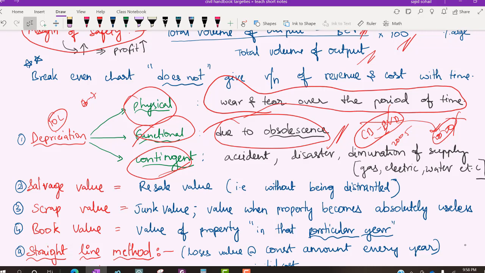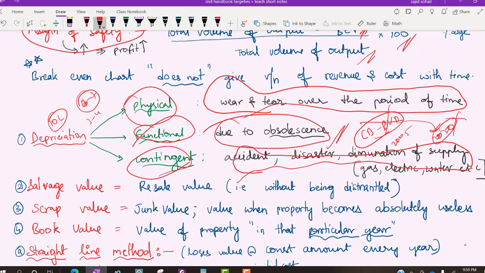Agreed? But let us say the same car has gone through an accident. Okay, क्या हो गया? Accident हो गया. तो क्या ये कॉस्ट में जाएगा? No, right? Hardly it will be going for 3-4 lakhs. I hope you are getting it right. So if there is some accident, disaster, diminution of supply, because of this there will be certain depreciation, and we are calling it as contingent depreciation. I hope you got it.